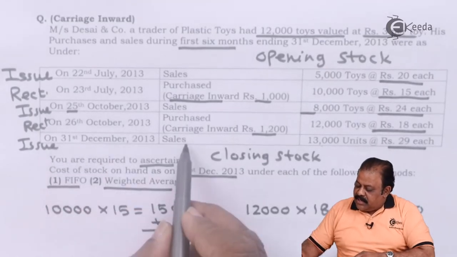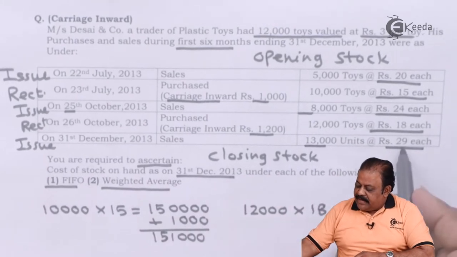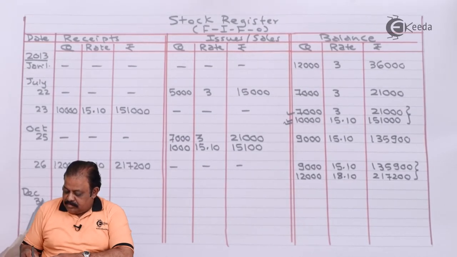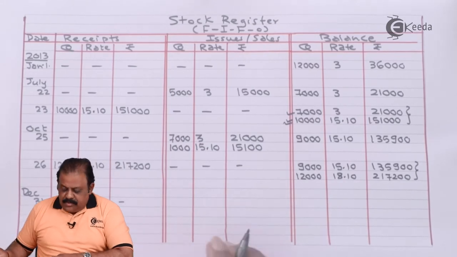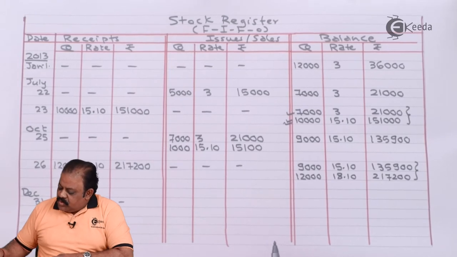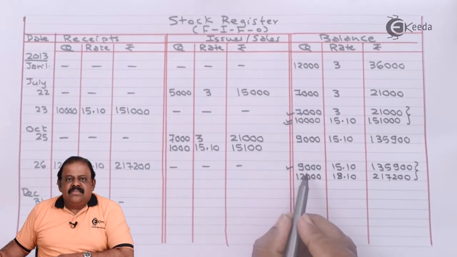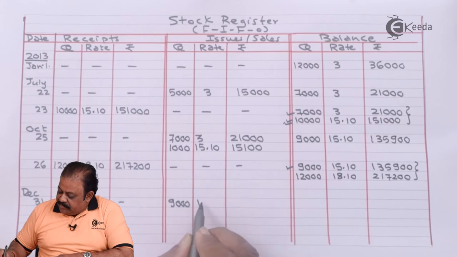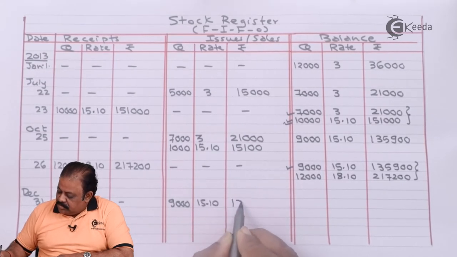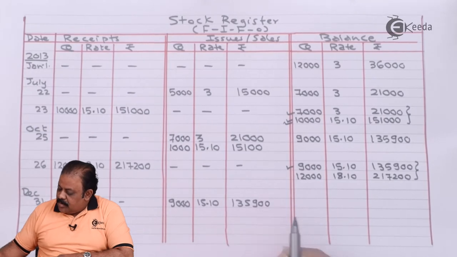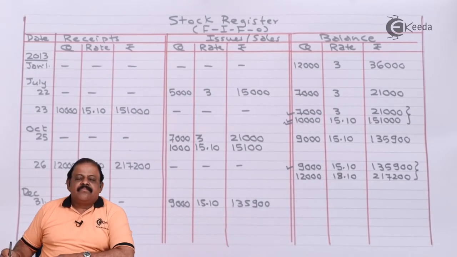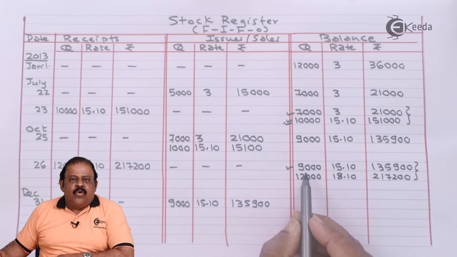On 31st December, there is a sale of 13,000 units at the rate of 29 each. Sale units are given 13,000. So first we'll have to pick up from oldest stock, that is 9,000 units at the rate of 15.10, value 1,35,900. Total sold units are 13,000, of which we have used 9,000 from the oldest stock.